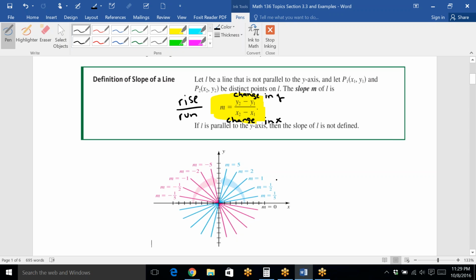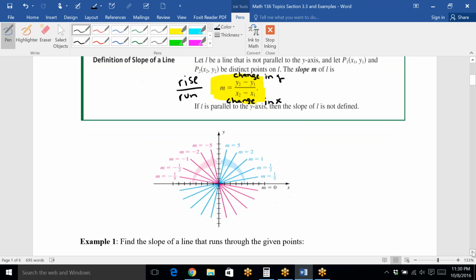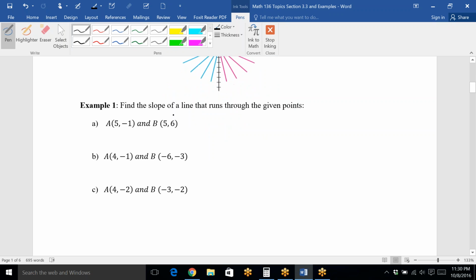You must be consistent. So this is just a picture of some different slopes. Negative slopes look like they're going downhill. Positive slopes look like they're going uphill. And you notice the bigger the slope value, the steeper the slope. So let's just practice using the formula.